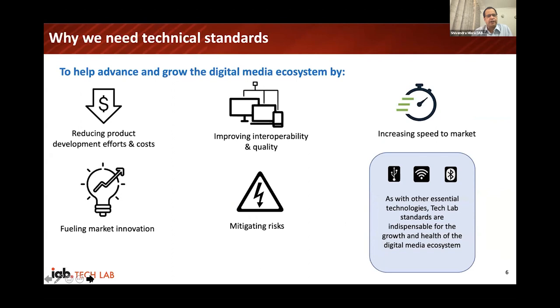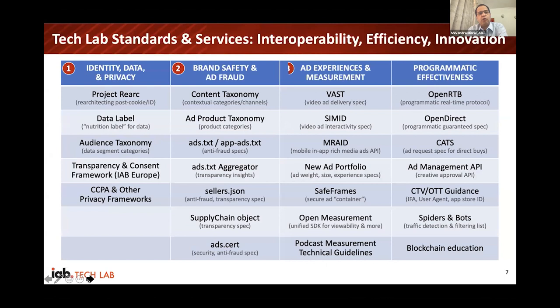And very quickly, what are our key areas or assets? We have four pillars. These are the four foundational areas where we develop technologies. Identity and data privacy, which is at an inflection point for the industry, is taking a lot of our focus at this point of time. Brand safety and ad fraud is a continuing theme which plagues the industry, and we have done foundational work on defining the content taxonomy, the sellers.json, and on the buy side to increase transparency.